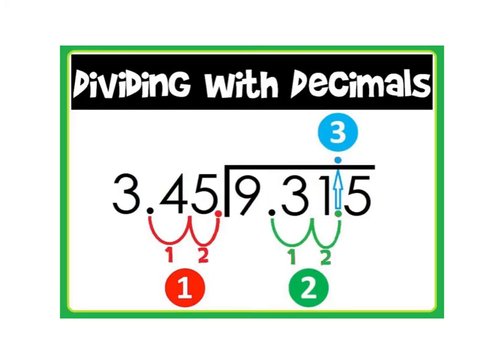Here is another example of a division problem where our divisor is a decimal number. The first step is to move the decimal over to the right in the divisor until this number is a whole number. So we moved it over 2 spaces, and now our divisor reads 345. So it is a whole number.